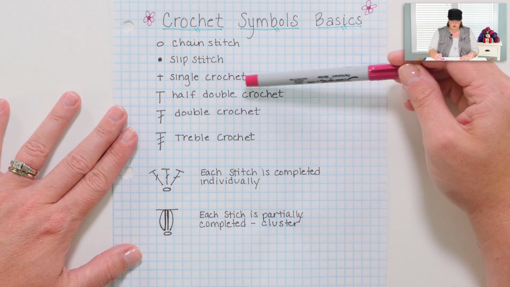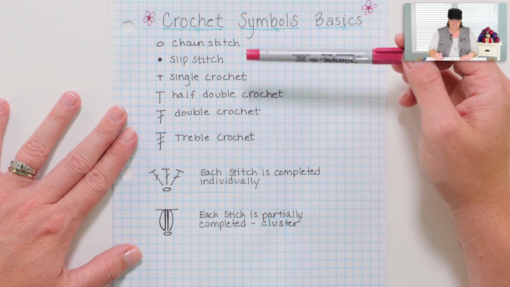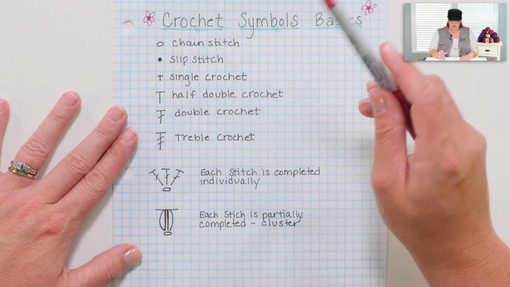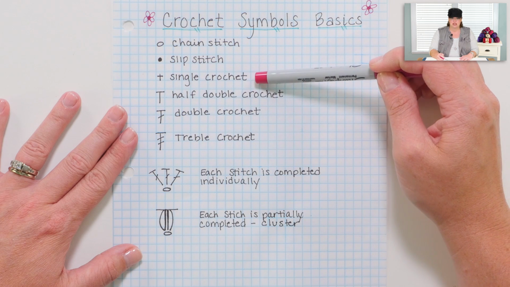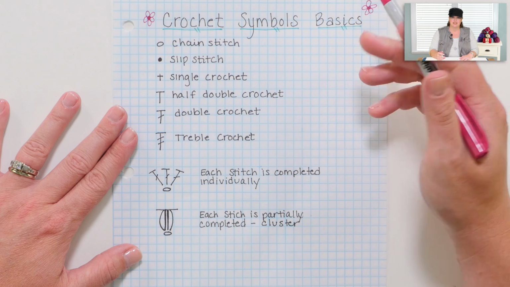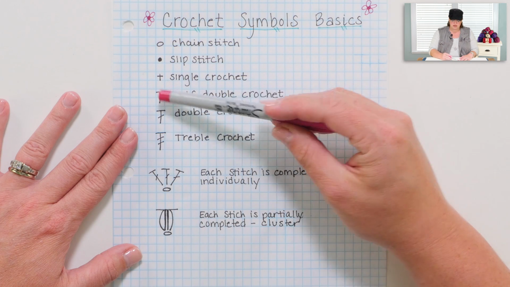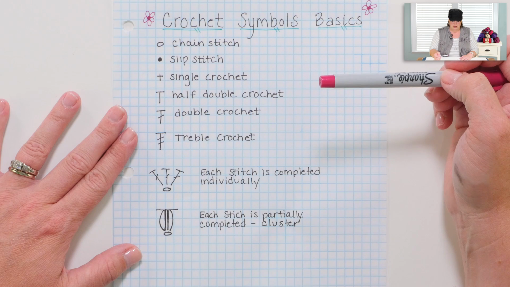When you move along to a single crochet, it's a squatty T or an X or some sort of symbol resembling that. And that's the single crochet. Again, if we think of what a single crochet looks like, it's sort of a squatty little stitch. So this X or this T really does look like the single crochet.